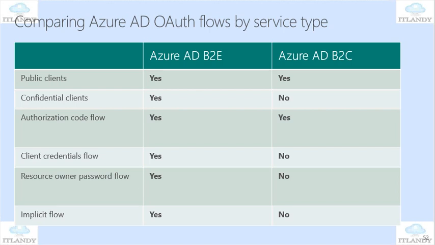Overall, comparing Azure AD auth flows by service type, Azure AD B2E and B2C, business to employee and business to consumer. Public client: they both support it. Confidential client: business to employee supports it, but not business to consumer, because we control it via Azure AD. Authorization code flow: both. Client credential flow: only B2E, not B2C. Same thing with the resource owner flow and the implicit flow. You've noticed business to employee works because I have username and password sitting within Azure AD, which we can utilize to get the server challenge and authenticate.